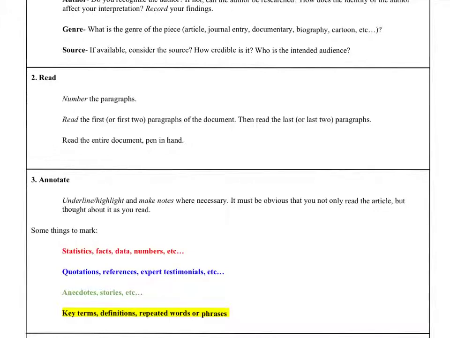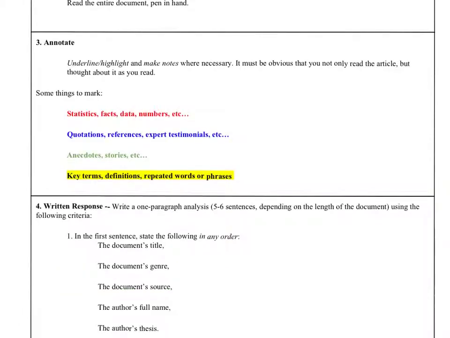they're reading. Then I have the students annotate the article with a color code. I have them first mark statistics, facts, numbers. I also have them look at quotations, references, or expert testimonials, and finally anecdotes, stories, or anything emotional. So in a nutshell, these three components are what make up every argument.